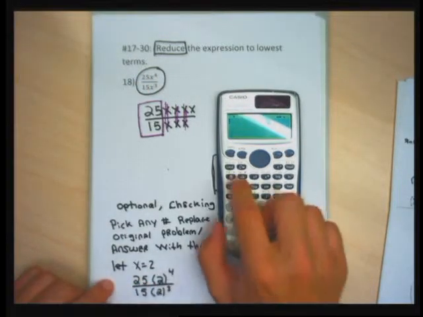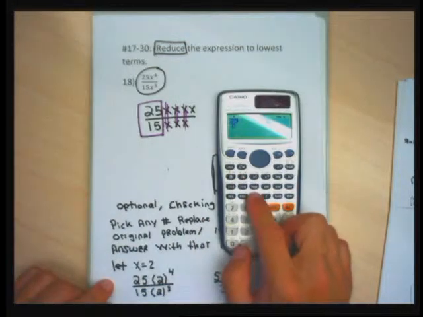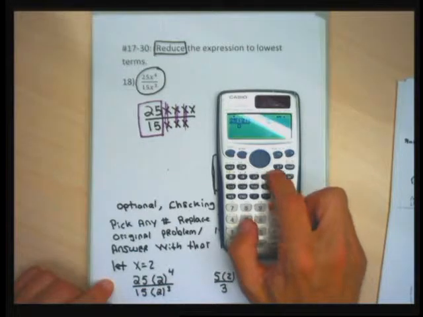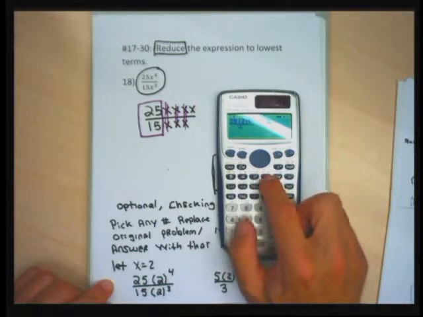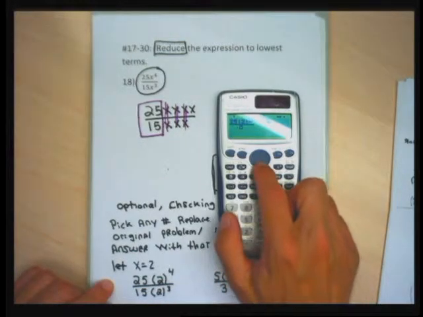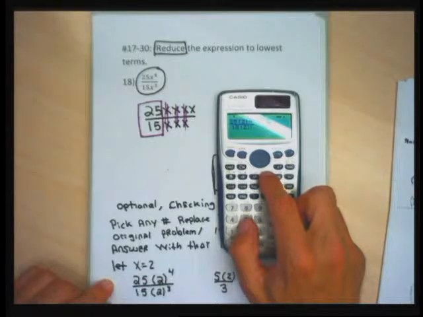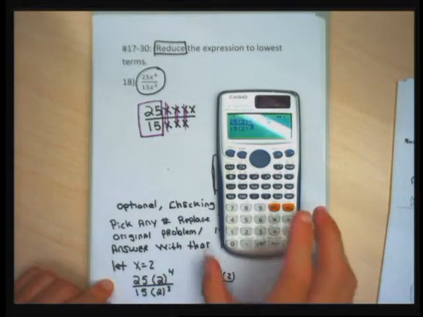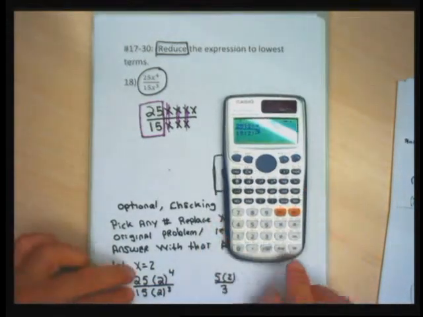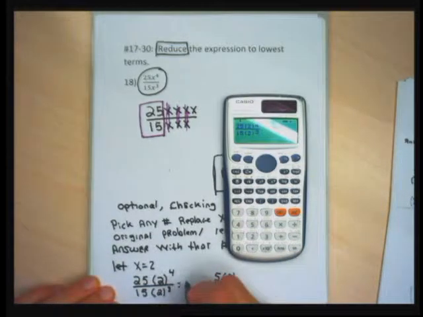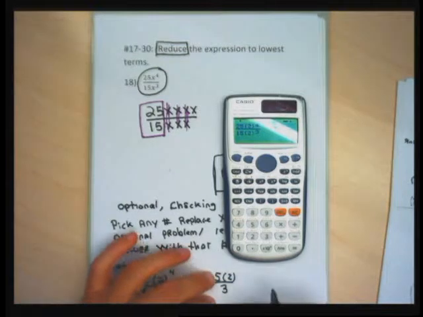So for this side, I'm going to go 25 parentheses 2 parentheses, hit the x with the exponent key, the x with the squared key right next to the x squared key, type a 4, and then go down and do 15 parentheses 2 x with the square 3. So that looks exactly like this, and this reduces to 10/3. For my answer to be correct, when I plug 2 in, it also has to reduce to 10/3.